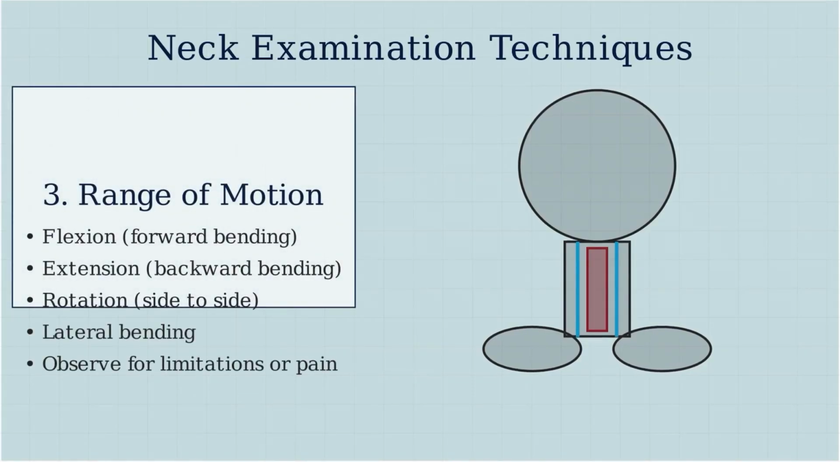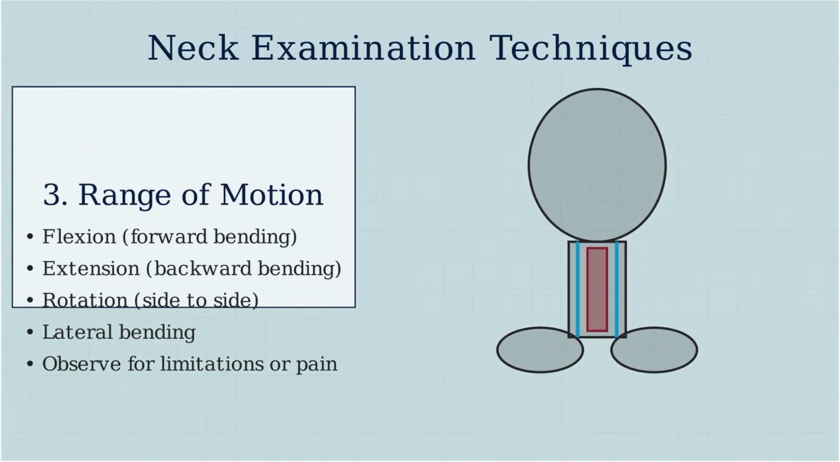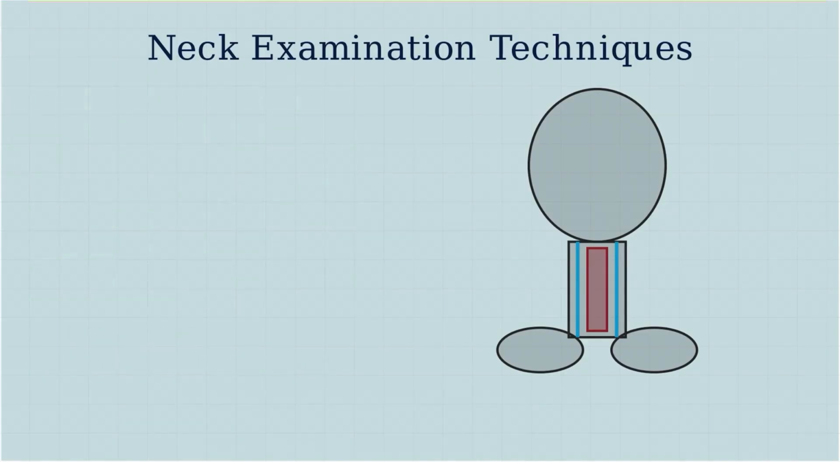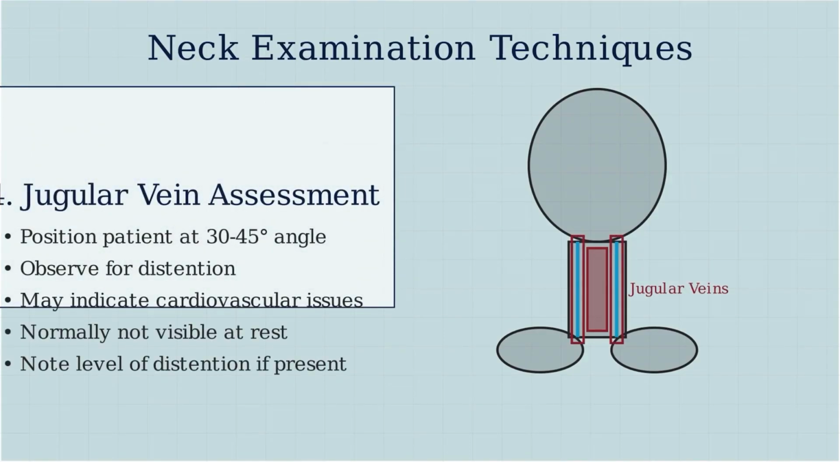Evaluate range of motion by having the patient flex their neck forward, extend backward, and rotate side to side. During range of motion assessment, note any limitations, stiffness, or pain, which may indicate muscle strain, arthritis, or other neck pathologies. Observe the jugular veins with the patient positioned at a 30 to 45 degree angle.